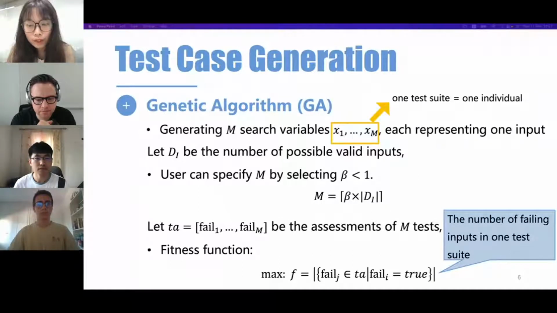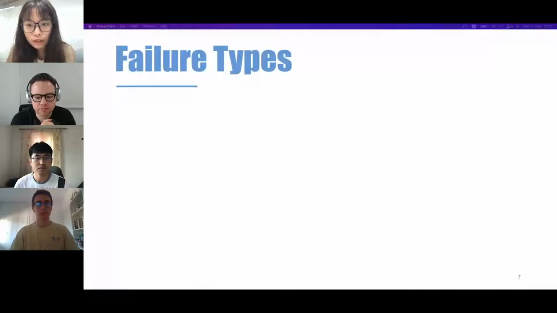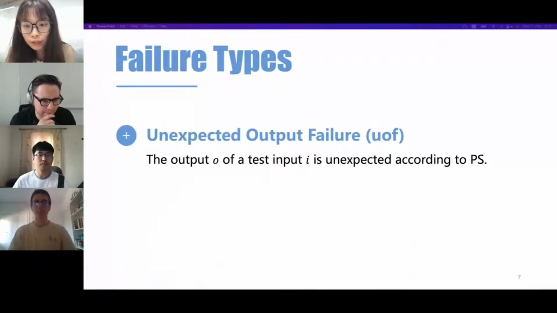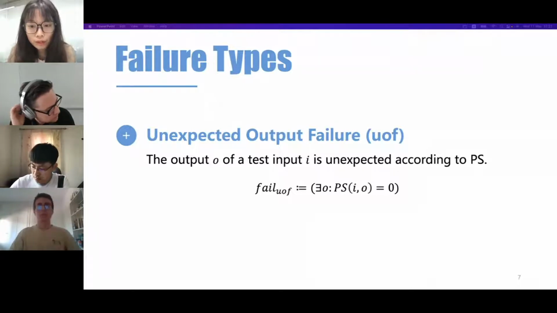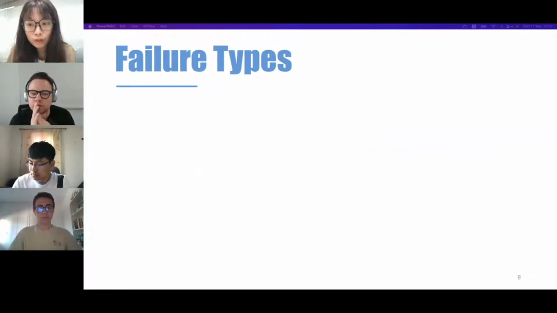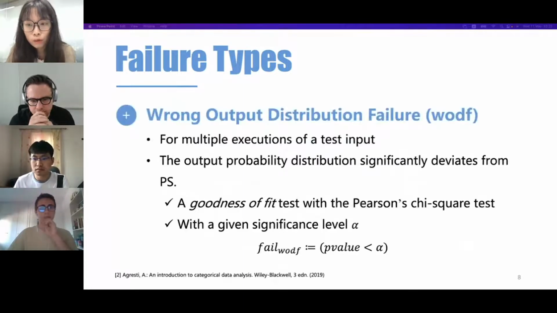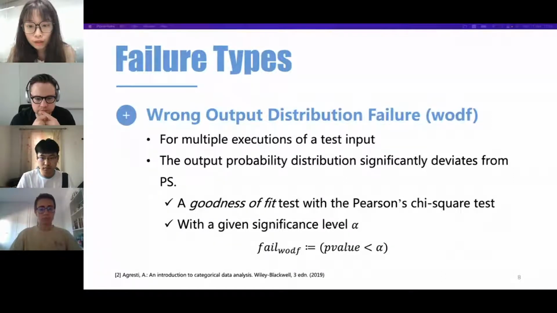We defined 2 failure types for quantum programs under testing. The first one is unexpected output failure, which is called UOF in short. According to the program specification, if the output returned by one input is unexpected, which means that the probability should be 0, this kind of failure is UOF. The other failure type is wrong output distribution failure, which is WODF in short. In order to get the distribution, the tool needs to execute a quantum program with one input multiple times. If the output probability distribution significantly deviates from the program specification, it is WODF.